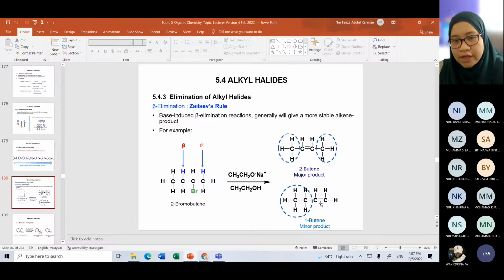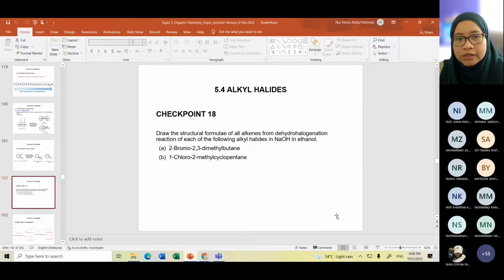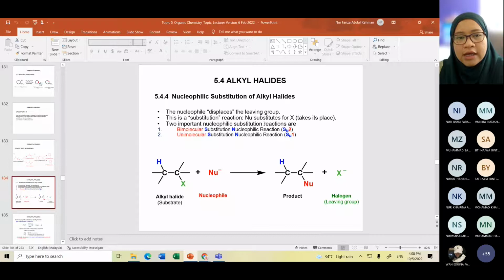So we have major and minor products. The major product usually follows the rule, whereas the minor product is the opposite of the rule. It will form as the minor product. So we have a checkpoint here. I leave this checkpoint for you to try out.